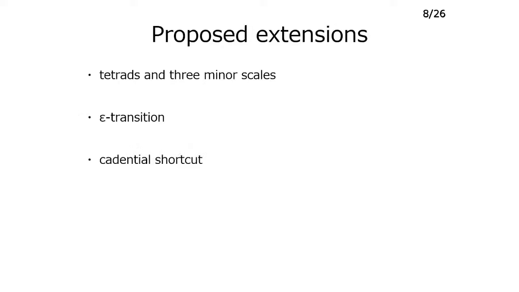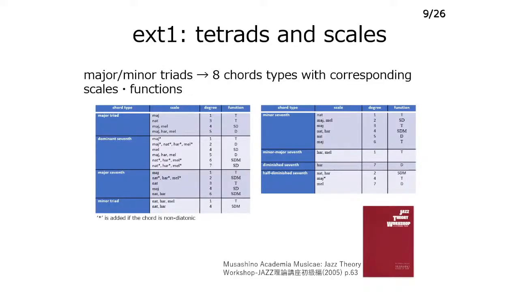In this study, we propose these extensions to address those limitations. First, we extend the target chord types from just major minor triads to 8 chord types with corresponding scales and functions. This time we obtained the list from this textbook.